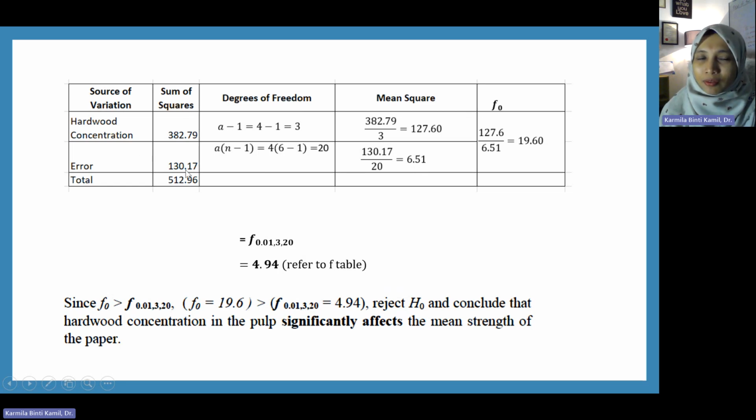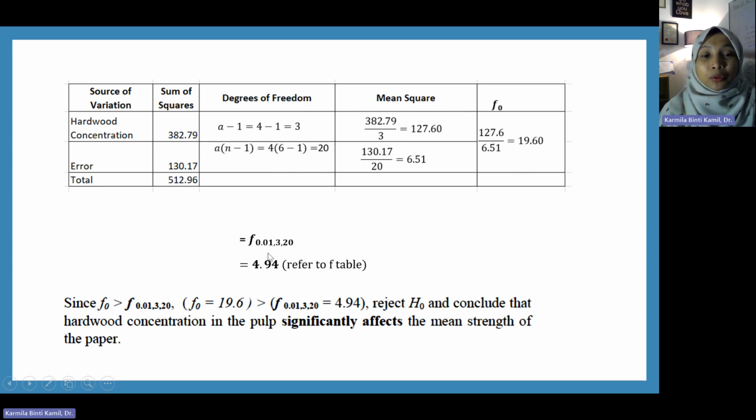Once you get these values, your work becomes easy. The last one is the value for F naught. F naught is MS treatment over MS error. So just take these two values, divide, and you get a value here. Now our task is to compare this F statistic, F naught, with the F critical. Remember how to find the F critical?